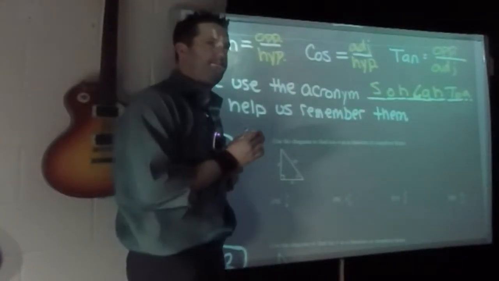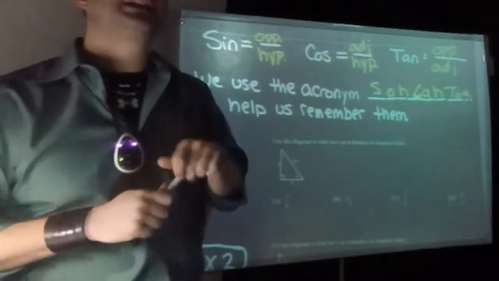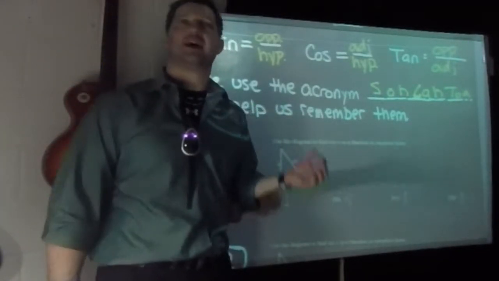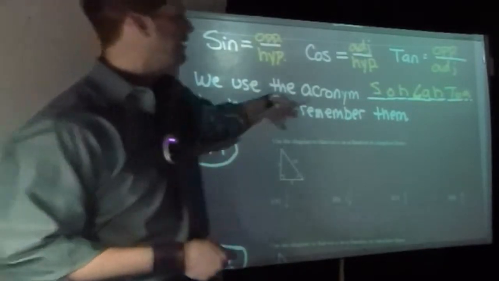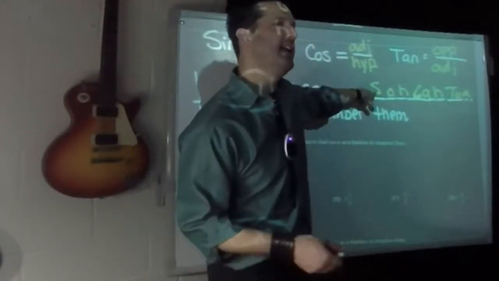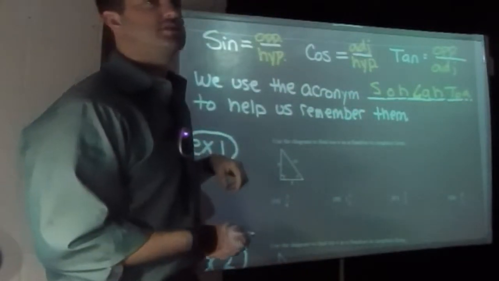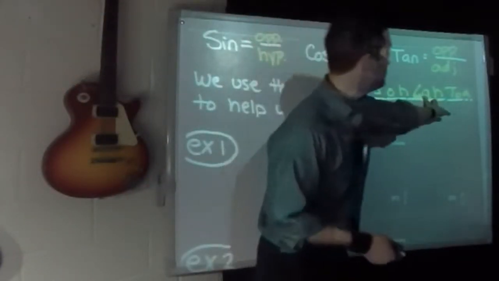SOHCAHTOA. You'll hear me say SOHCAHTOA a lot. That's how we'll communicate it. If you're wondering how to solve this problem, that's a SOHCAHTOA problem. Sine is opposite over hypotenuse. Cosine is adjacent over hypotenuse.